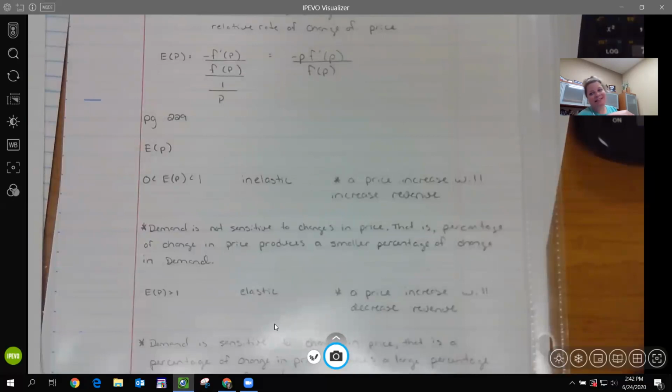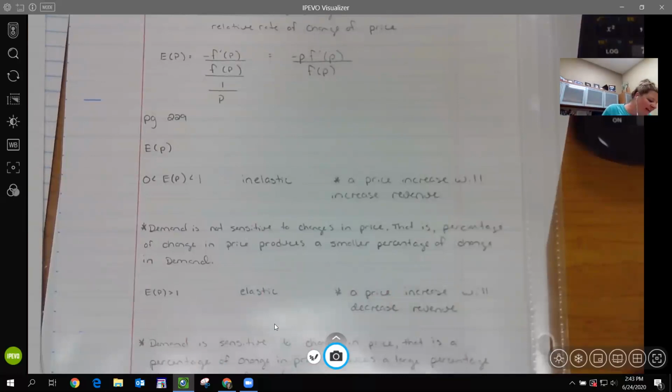So if I'm charging $10 for, I don't know, a burger and fries at a restaurant, I could go up a little and still people will purchase it and I'll make more money, right? So the demand is not sensitive to change in price. That is, the percentage change in price produces a smaller percentage change in demand. It's still going to go down in demand, so it's saying a smaller percent. If I raise my burger from $10 to $12, somebody's going to get mad and they're going to say, I don't want this item. But not enough people that I won't make more money. That's what the bottom line is, right?